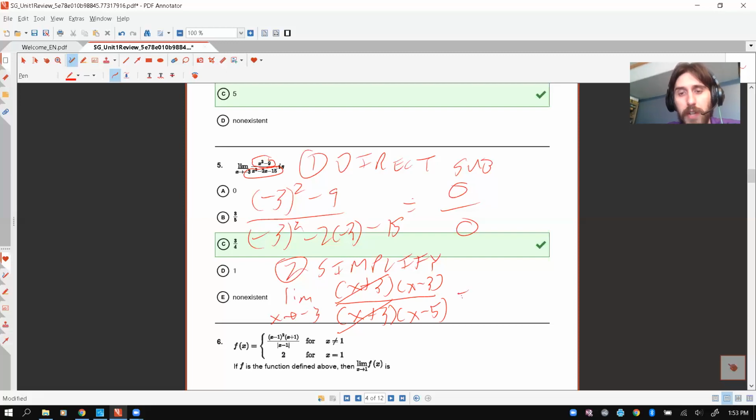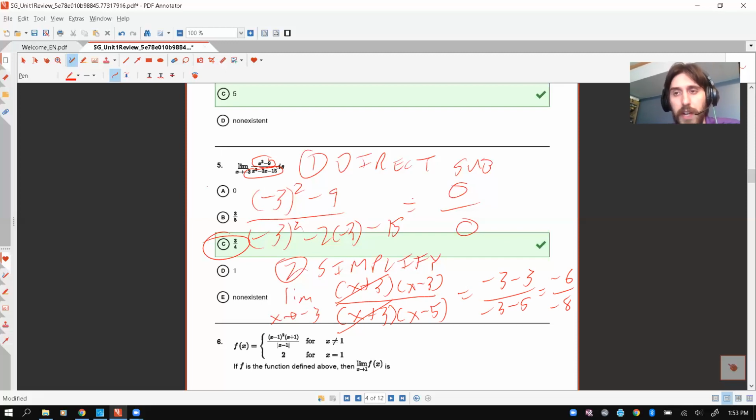And now if you try direct substitution and plug in -3 for x, you'll get -3 minus 3 over -3 minus 5, which is -6 over -8, which is the same thing as 3/4.